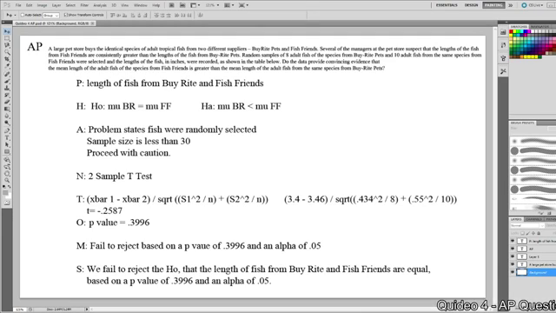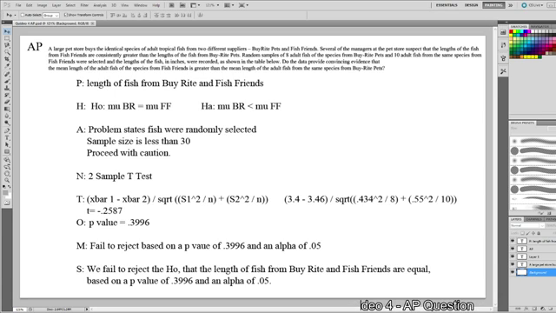Alright, this is the AP question for Video 4, Chapter 9 to 11. We're trying to find the different lengths of adult tropical fish from Byrite Pets and Fish Friends, and we are told to determine if there is convincing evidence.